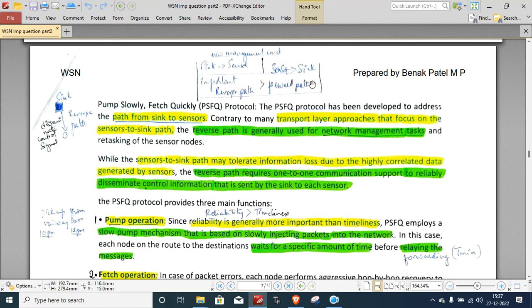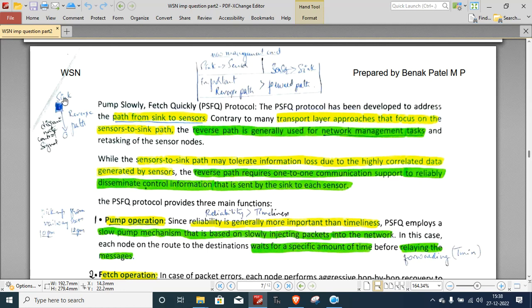Basically, in the forward path, due to correlated data, because many sensor nodes would have been deployed, all these collected data will be of similar value. So even if there is any loss of data, it doesn't matter. But here, if any command misses out, that might lead to devastating effects. So by now we got to know that the reverse path is very much essential.